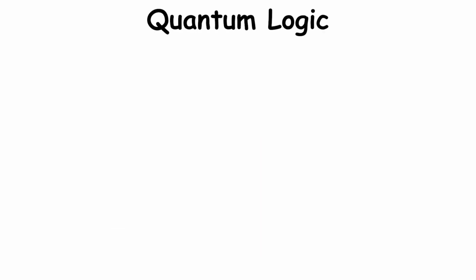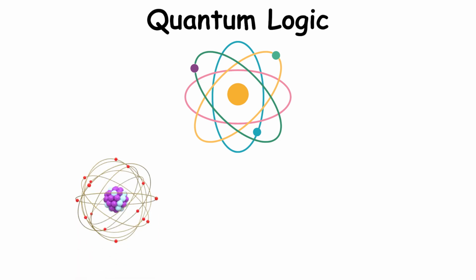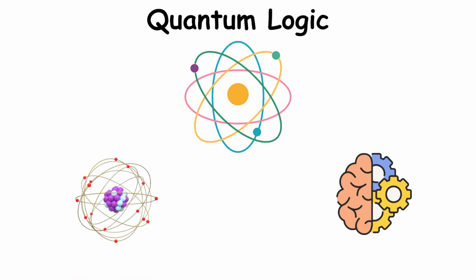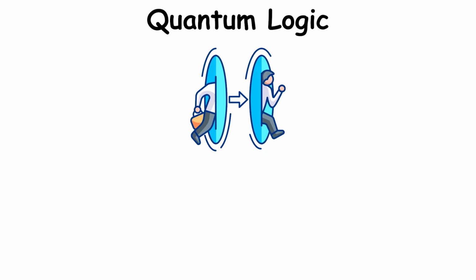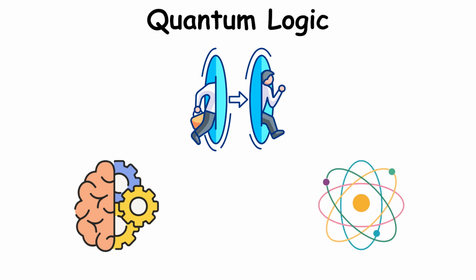14. Quantum logic. Quantum logic helps us reason about the strange behavior of particles in the quantum world, where classical logic doesn't always apply. Example: imagine a particle that can be in 2 states at once. Classical logic would say this is impossible, but quantum logic allows us to reason in a way that accounts for this paradox.